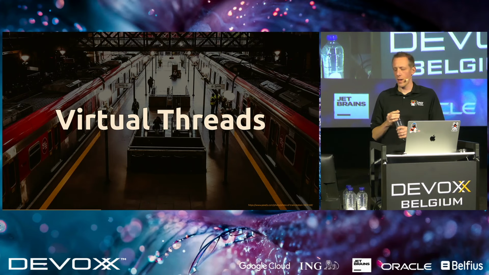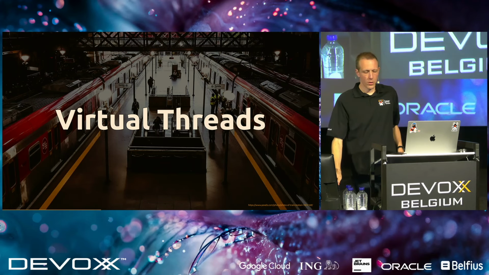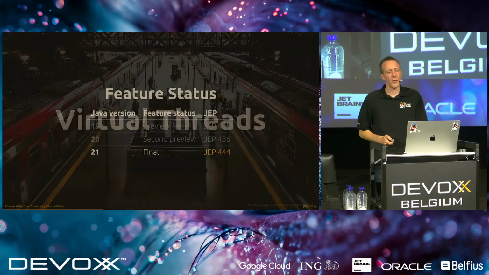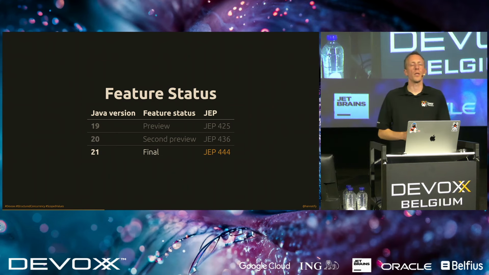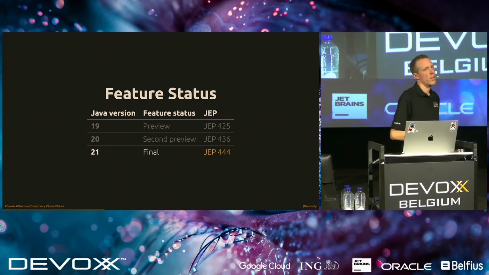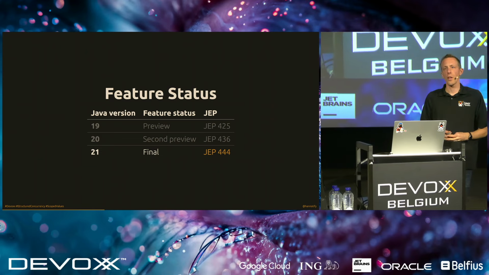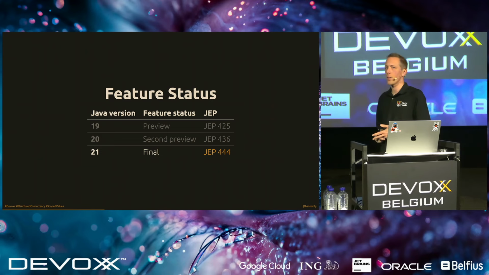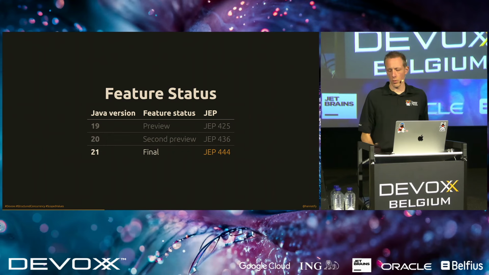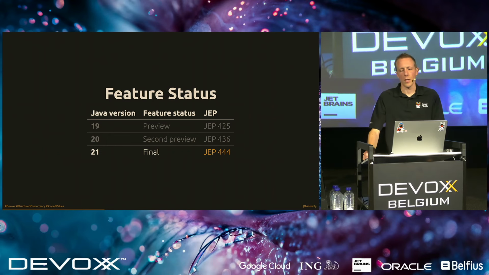Okay, we can make a head start. As for virtual threads, just before the break, everything I told you until now was our journey until now. We're getting to the new stuff now. Virtual threads were made final in Java 21, so that means if you are on Java 21 with your project, you can start using them without worrying about changing APIs because they won't change, or at least they will be backwards compatible from now into the future.